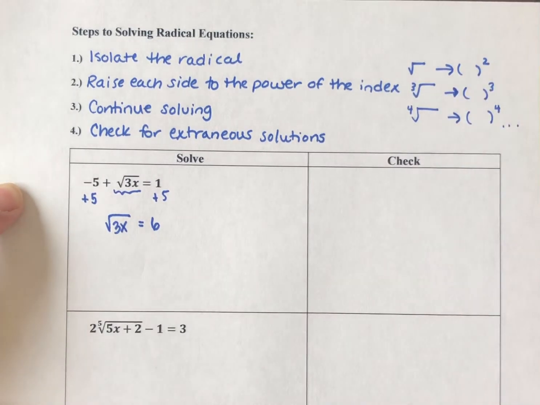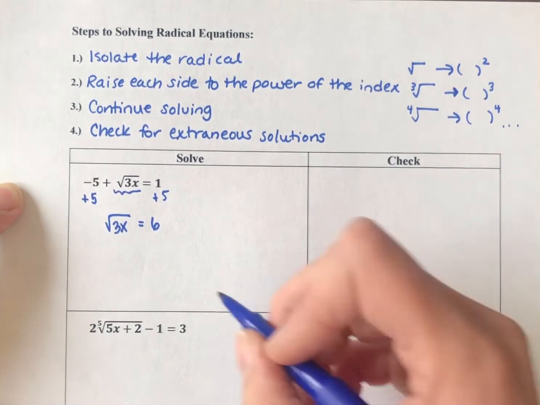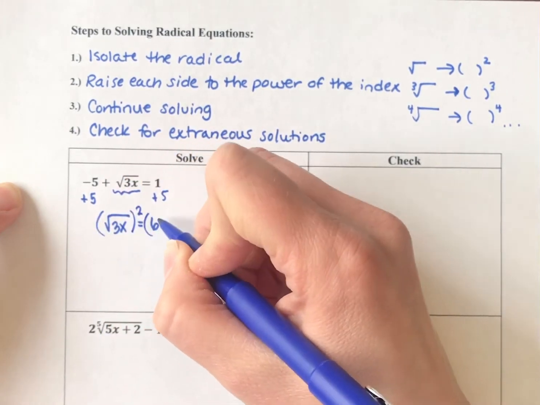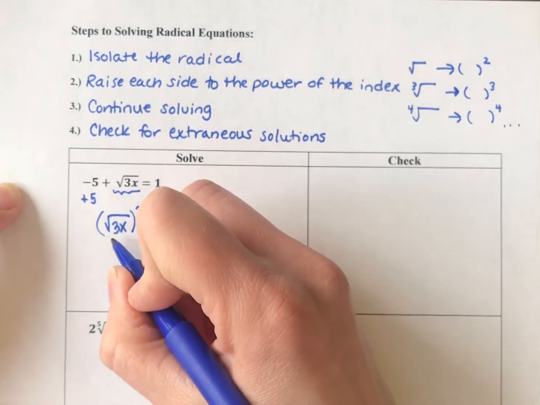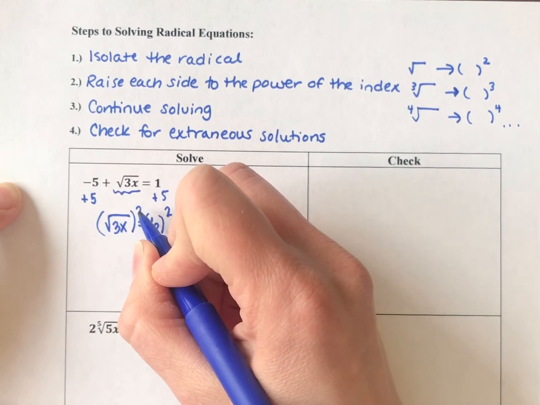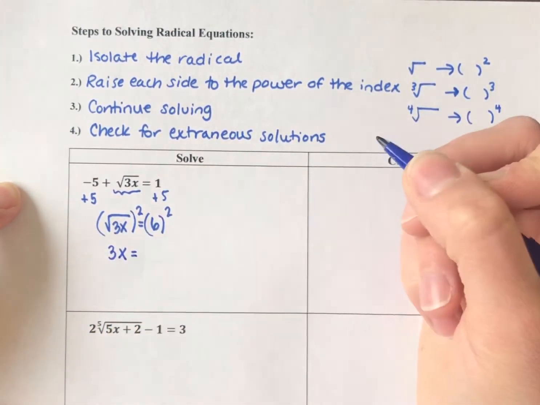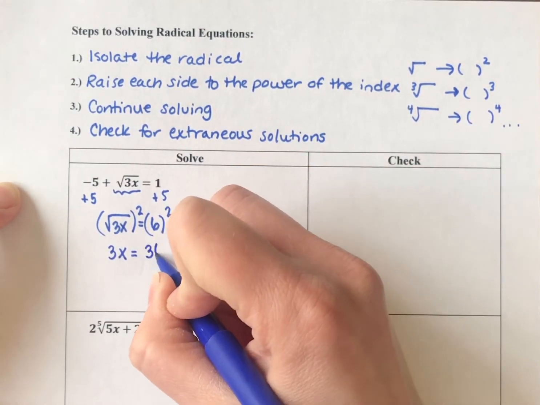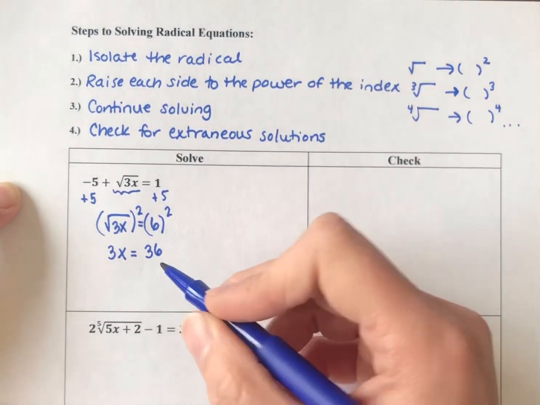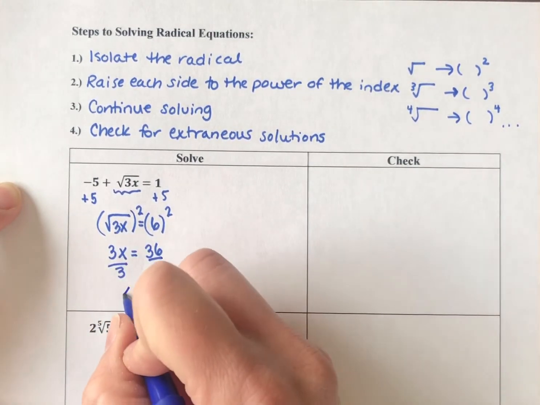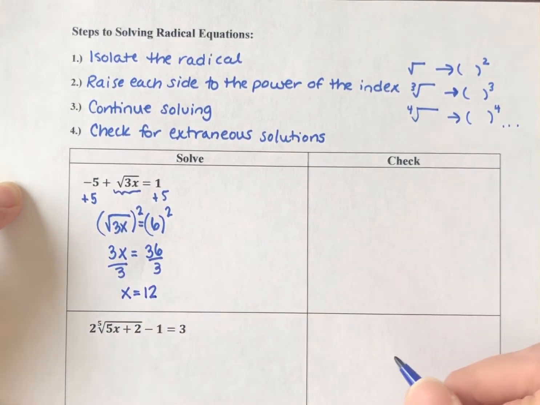My next step says to raise each side to the power of the index. Well, undoing a square root, the inverse would be squaring. So I'm going to square each side. The square root and the exponent of 2 undo each other, and I'm just left with 3x. What's inside? 6 squared becomes 36. Step 3, I'm going to continue solving this. Now I can divide by 3, and I get x equals 12.